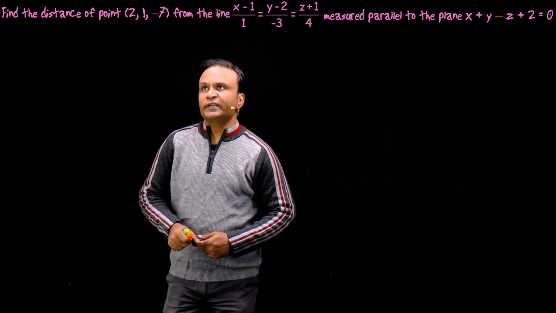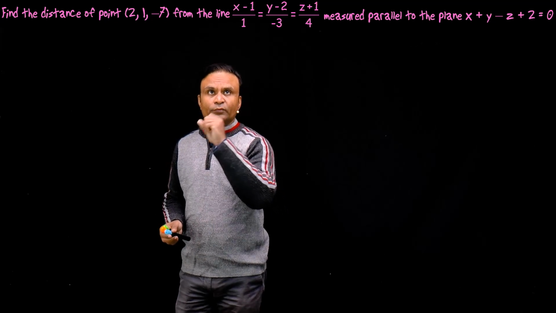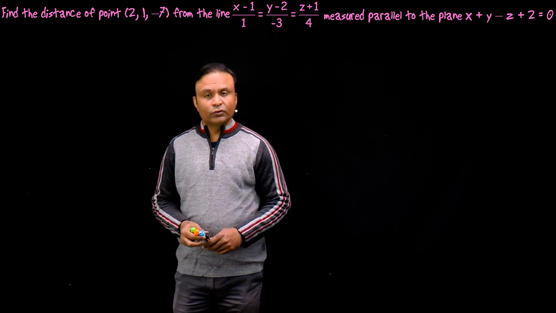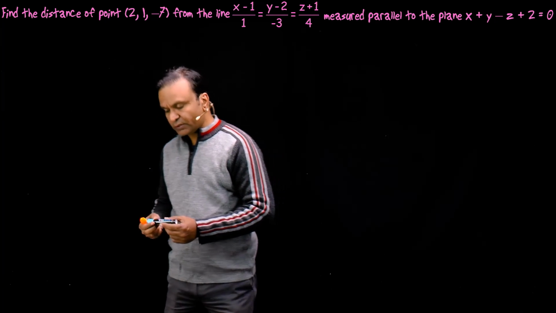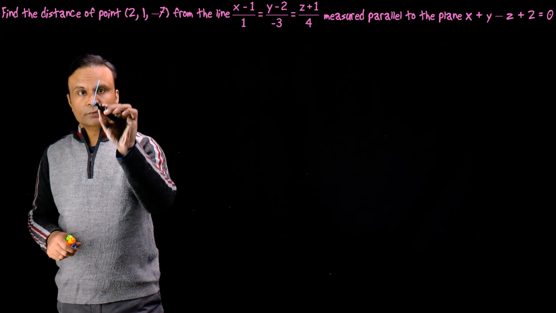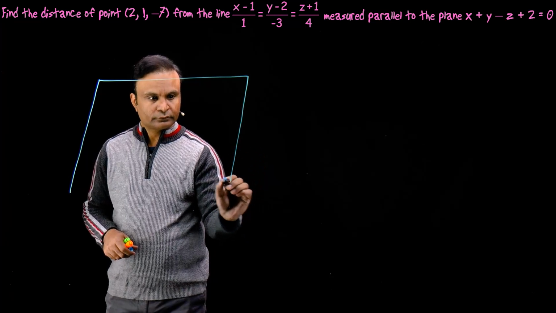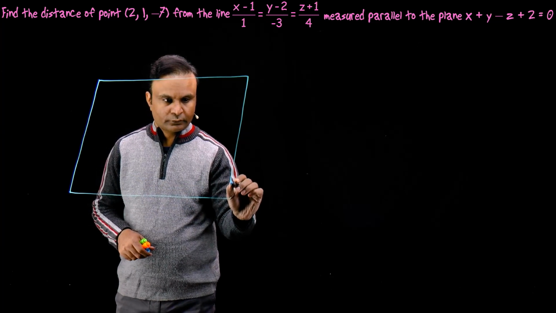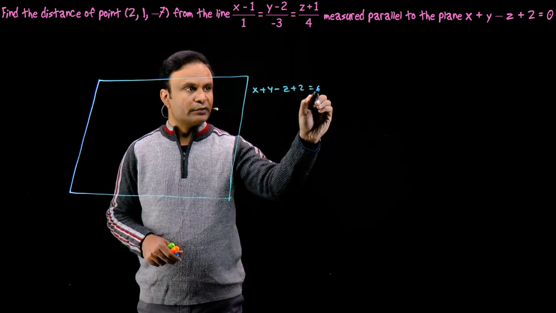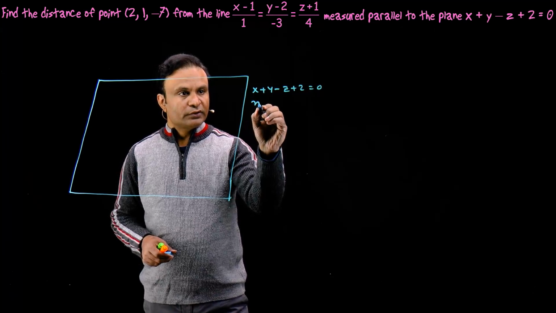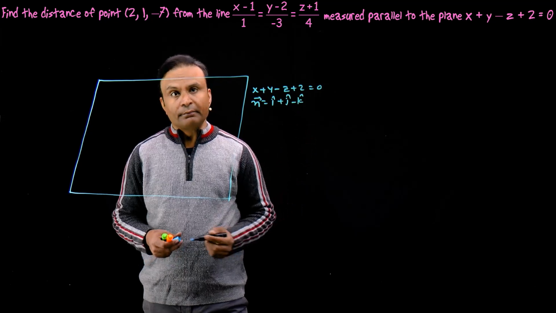Okay, let's see this next question. Now we have to find distance of point 2, 1, minus 7 from this line, which is measured parallel to this plane. Again, we have same line and plane which we had in previous question. So let's draw line and plane. Here we have plane. Equation of this plane is x plus y minus z plus 2 is equal to 0. Normal to this plane is vector n, which is i plus j minus k.